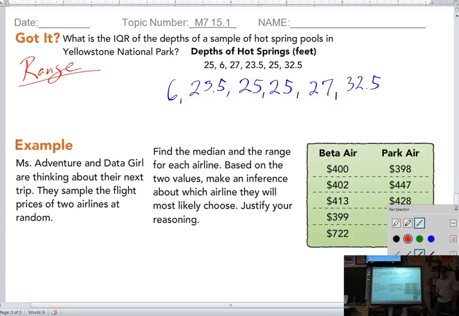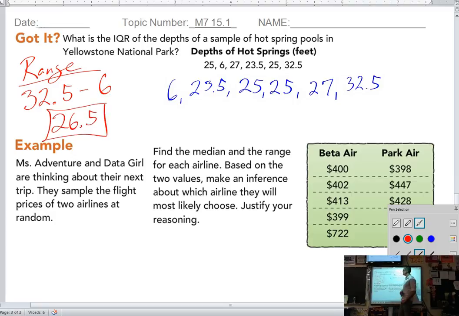Brady, what were you trying to say? 32.5 minus. We take the max minus, not multiply, by the min, and that will give us 26.5. So that's pretty big. The range in depths of hot springs.